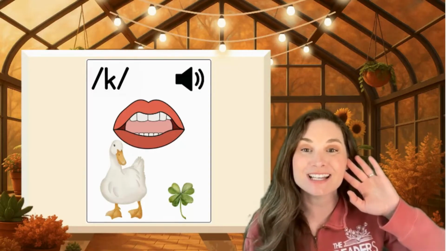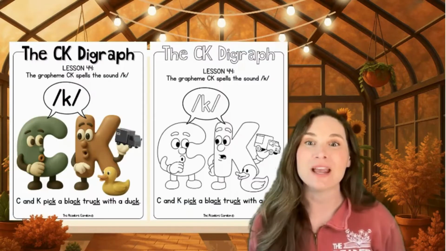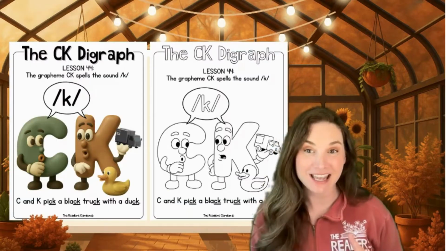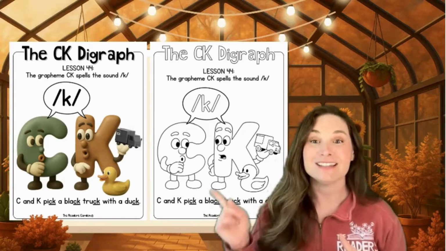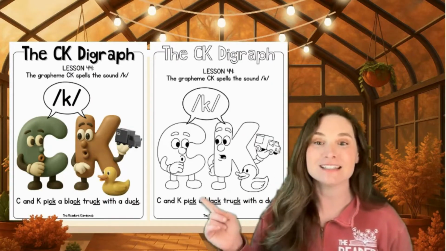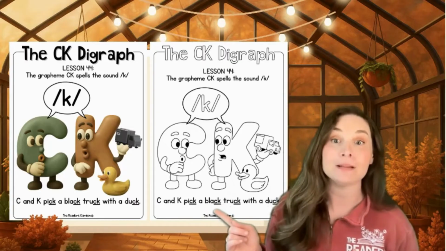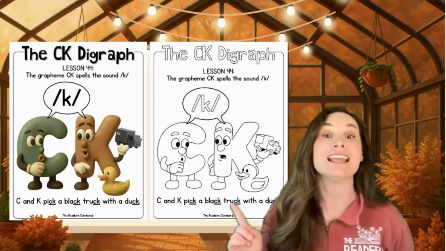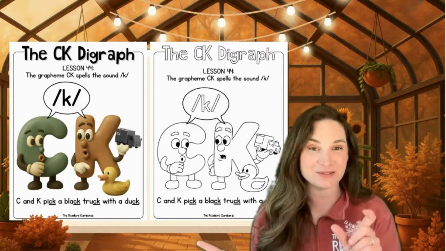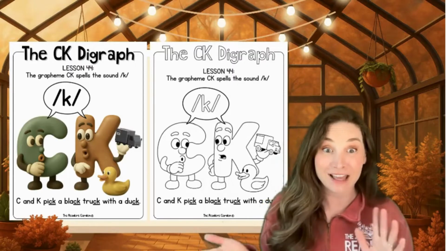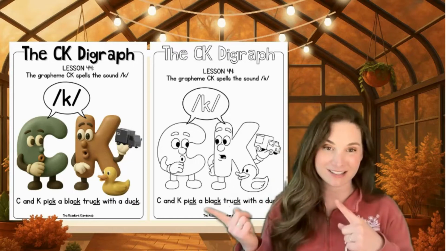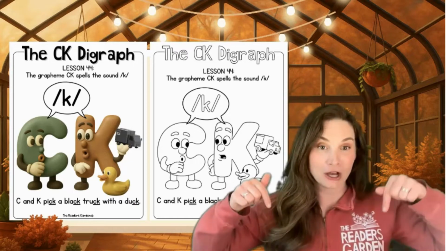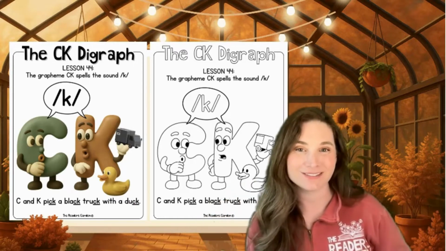K, k, k. As a way to help you remember the CK digraph, I made you this poster and this coloring page. This contains that helpful sentence, C and K pick a black truck with a duck. And it helps remember that C and K together make what sound? They make K. So you can find this to download in the link below in my Teachers Pay Teachers store.